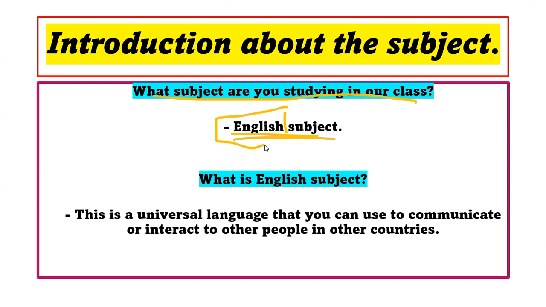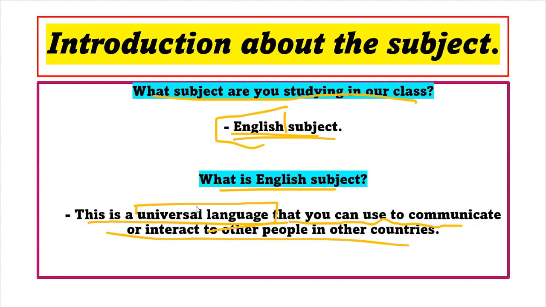Okay, next. Okay, so what is English subject? So English subject, this is a universal language that can be used to communicate or interact with other people in other countries. So the same meaning. Okay, so I say universal, so it means everywhere at any time. Okay, so a universal language. Okay, so it means all around.